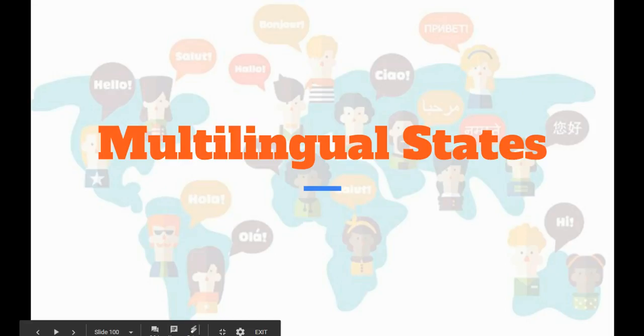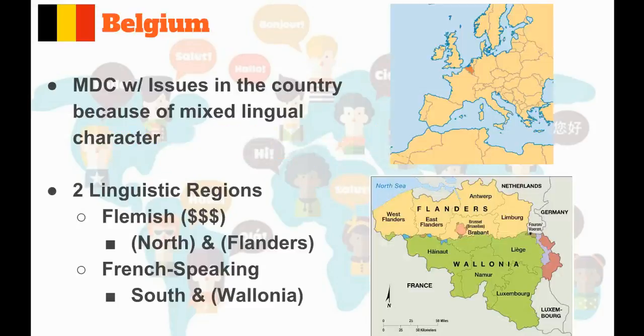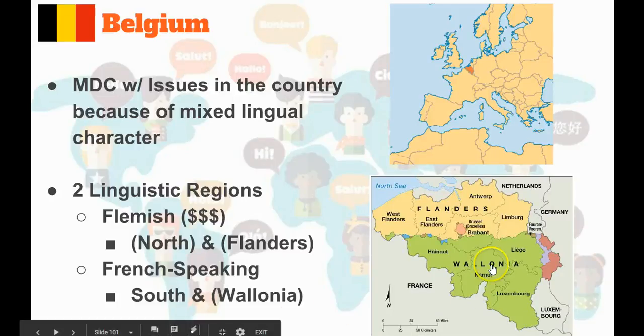Now onto multilingual states. Keep in mind there's a lot of good reasons why you'd want to have multilingual states, and then also think about a lot of negatives multilingual states can have. In Belgium, you have two parts. You have the north, Flanders, who are going to speak Flemish, and then you're going to have Wallonia in the south, which is going to be more French speaking. Easiest way to understand that is if you know where Belgium is, which you probably should, the French speaking part is going to be more towards France.